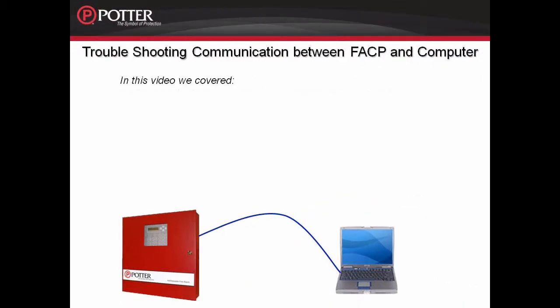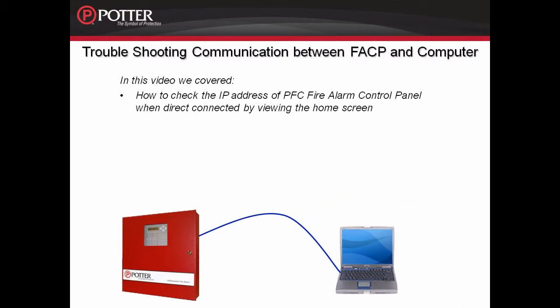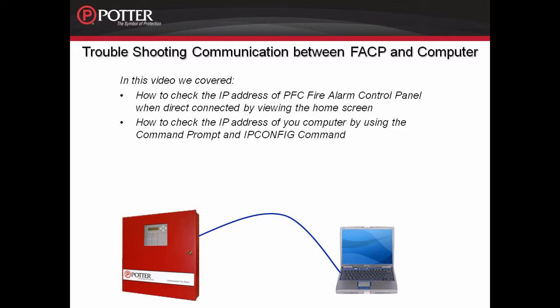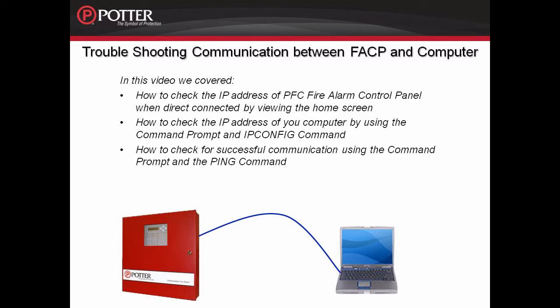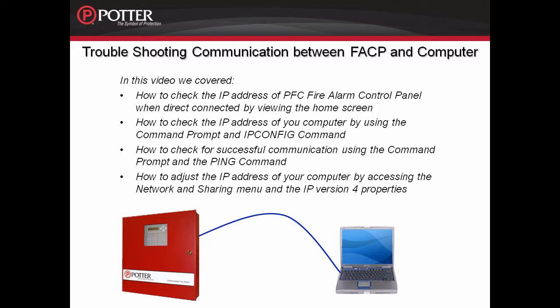In this video, we covered how to check the IP address of the fire alarm control panel when direct connected by viewing the home screen. We showed you how to check the IP address of your computer by using the command prompt and the ipconfig command. We also showed you how to check for successful communication using the command prompt using the ping command. And lastly, we showed you how to adjust the IP address of your computer by accessing the Network and Sharing menu and the IP version 4 properties. These things should help when troubleshooting communication between the fire alarm control panel and the laptop computer when you are direct connected.